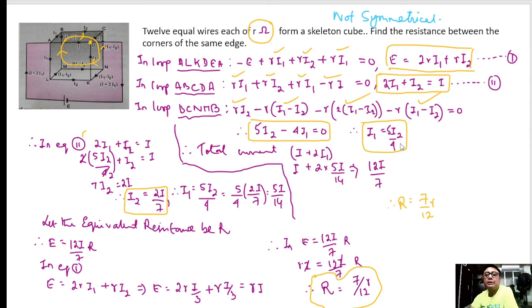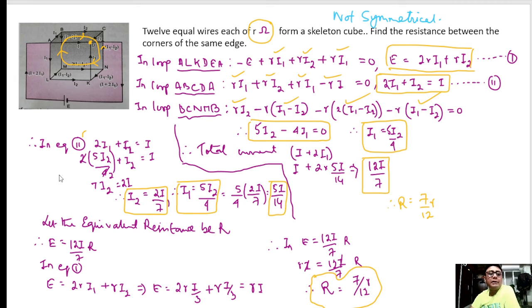Now put the value of I2 in this relation. So we will get the value of I1. So we got I1. So what was the total current which we have taken? That is I plus 2I1. Putting the value of I1, this is the total current which we have got.